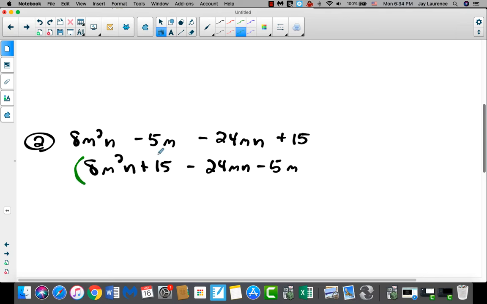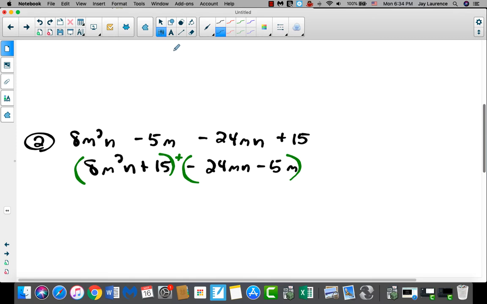So I'm going to group these 2. I'm going to group these second 2, but again, grabbing the negative and putting a plus in between. All right, so I'm going to GCF. I'm going to pull out, let me see, it looks like I don't see a GCF.